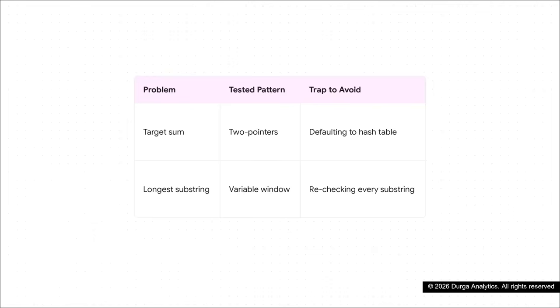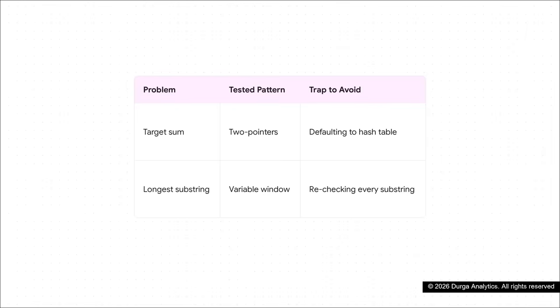If you're asked for a target sum in a sorted array, they are explicitly testing the converging two-pointer pattern. The trap you have to avoid is defaulting to a nested loop or a hash table. A hash table works, sure, but it uses extra space, while the two-pointer approach does it in O(1) constant space. If they ask for the longest substring without repeats, they want a variable sliding window. The trap there is rechecking every single possible substring, which completely tanks your performance.